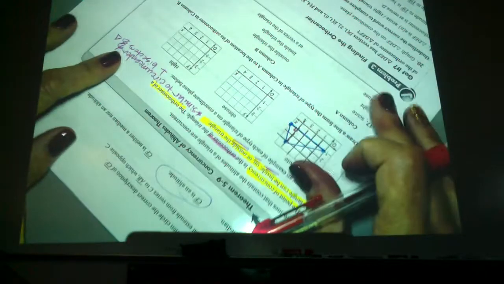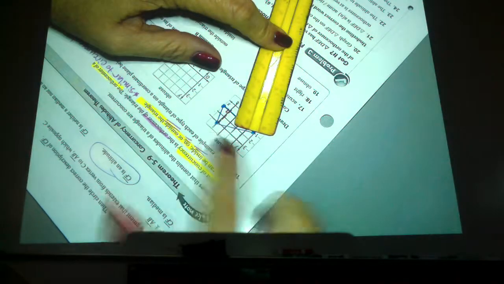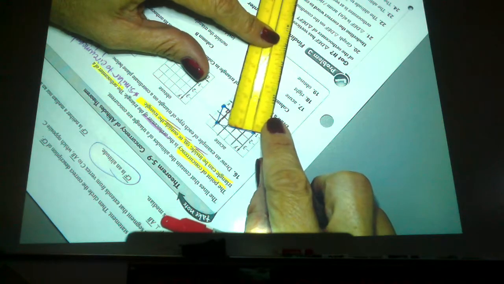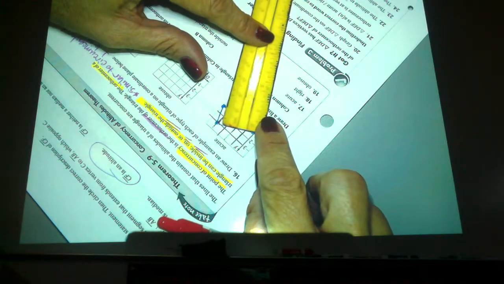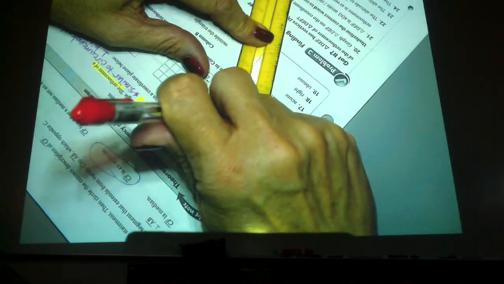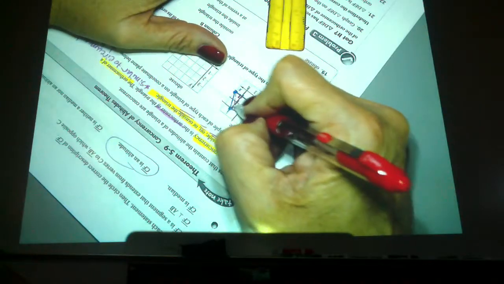Then to get this altitude, I'm going to turn my paper and I'm going to run my ruler across the side opposite of the angle I'm trying to draw the altitude from until I hit that angle. It's handy to be a little ambidextrous. So here we go. So there's that altitude.